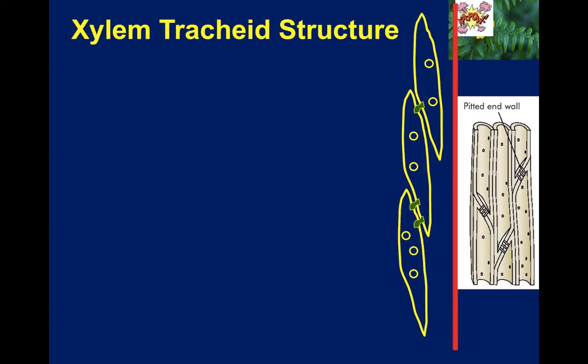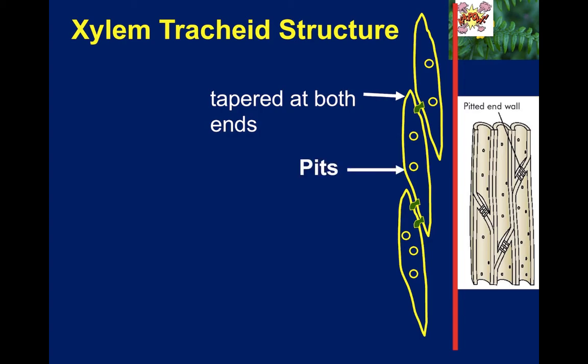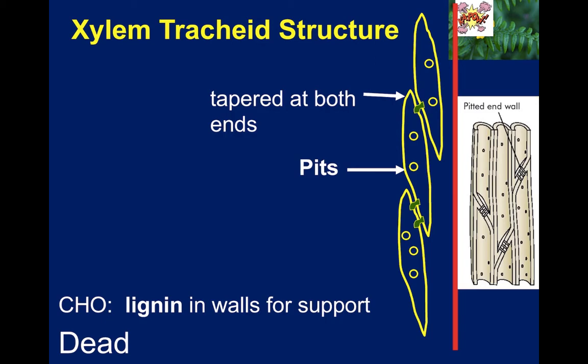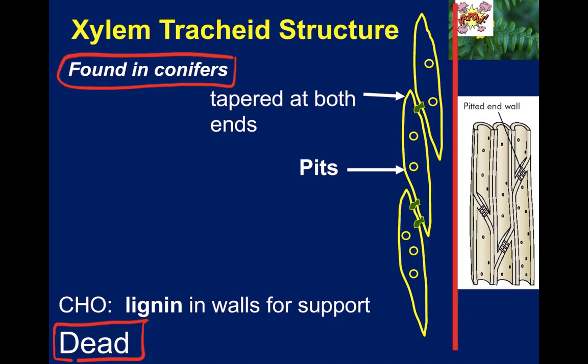In terms of our tracheids, this is just another way of representing them. Again, we've got the tapered ends. We have the pits for the movement of water. The carbohydrate is lignin, but it's physically in the wall for support, and as with the vessels, these are dead cells. Usually found in conifers. So everything here, you can write in under your diagram. Ooh, you got it so good, we said it twice.